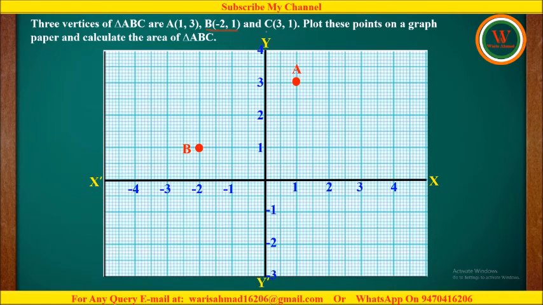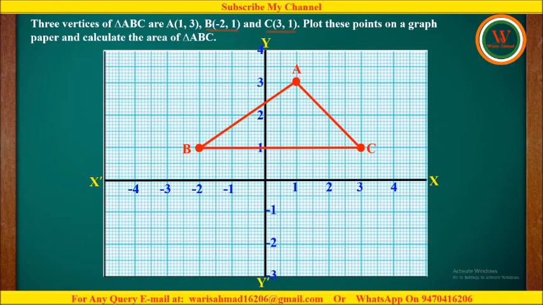Similarly, we have to search for the third point, that is C. The coordinates of this point are 3 and 1. So the point will be here. After that we have to join A to B, B to C and A to C also. So finally we got one triangle ABC.